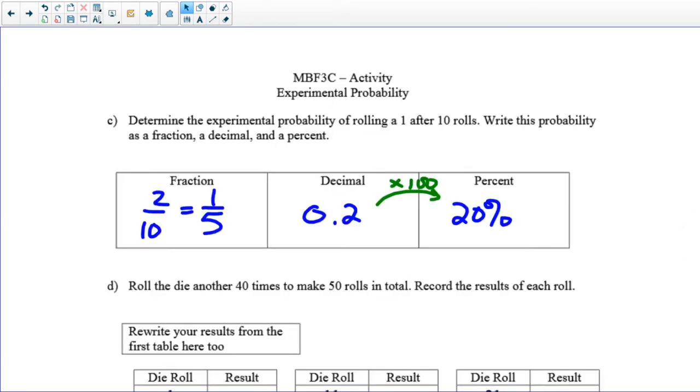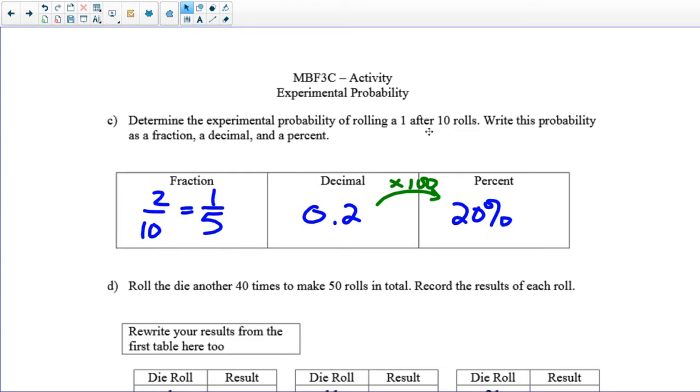Okay? Then I asked you to roll the die another 40 times. Now, before that, determine the experimental probability of rolling a 1 after 10 rolls, and write this probability as a fraction, a decimal, and a percent.